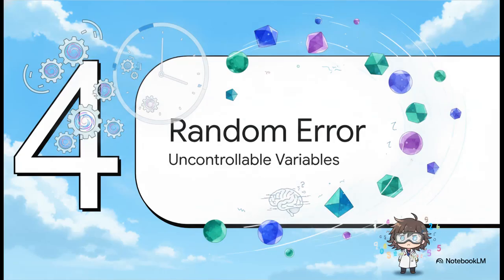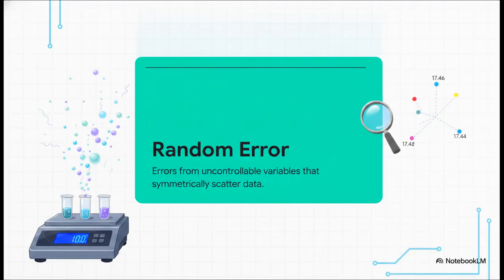All right, section 4, the nature of random error. Time to look at uncontrollable variables. Let's shift gears to a completely different beast, one that messes with our precision rather than our trueness. Random, or indeterminate error. This is an inescapable part of every single measurement you will ever make.